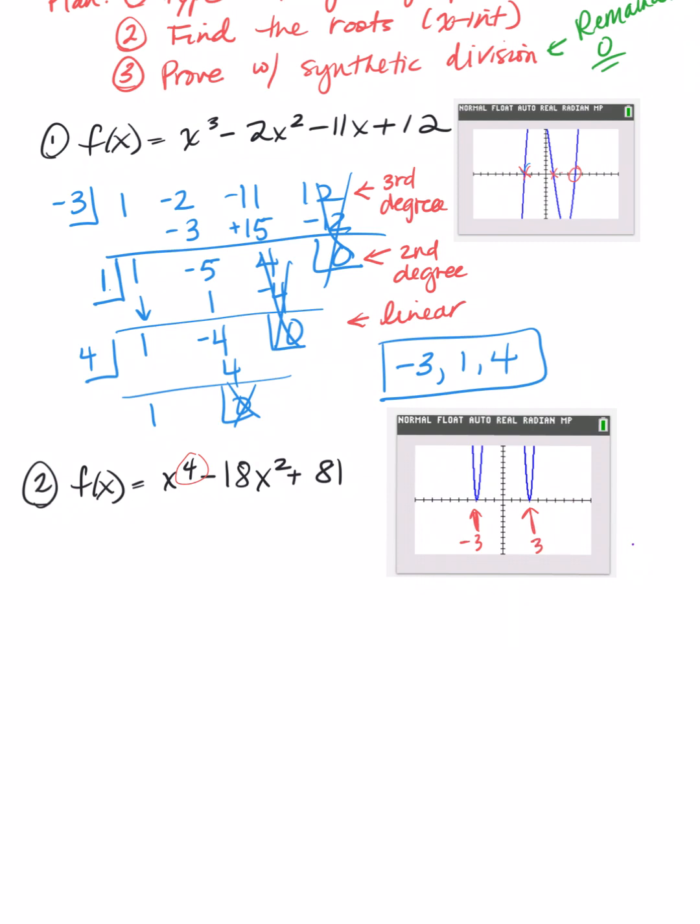So let's start with the -3, and let's put our exponents in exponent order. Now notice I need a placeholder for x to the 3rd, so I'm going to do a 1 for x to the 4th, 0 for x to the 3rd, -18. Notice I don't have just an x term in here. I need that 0x in there, so I need to put a 0 here and an 81.